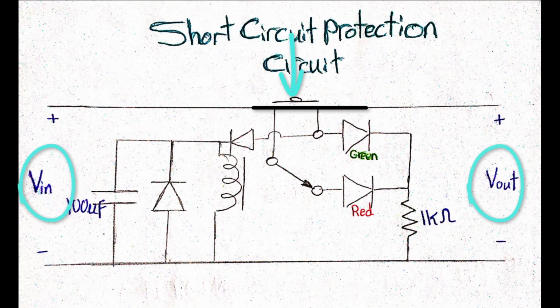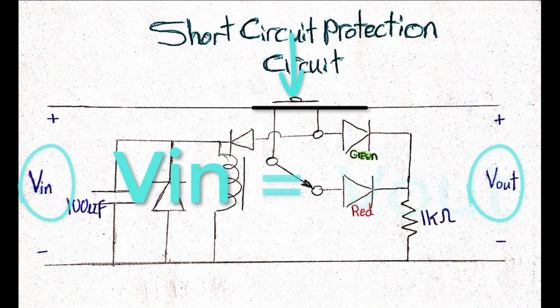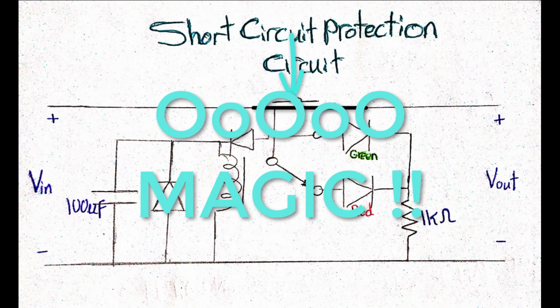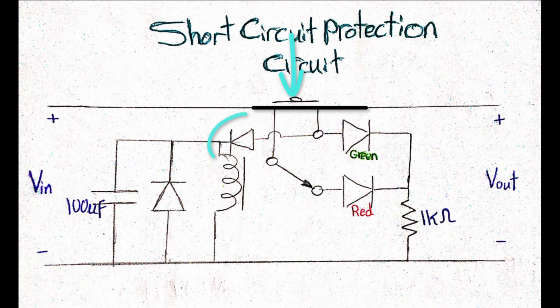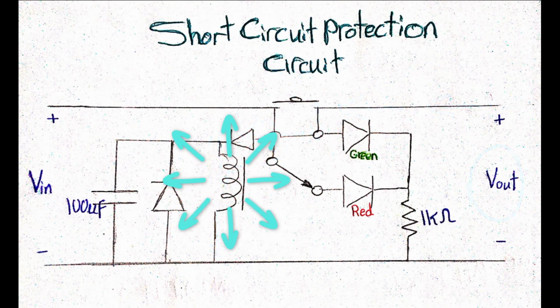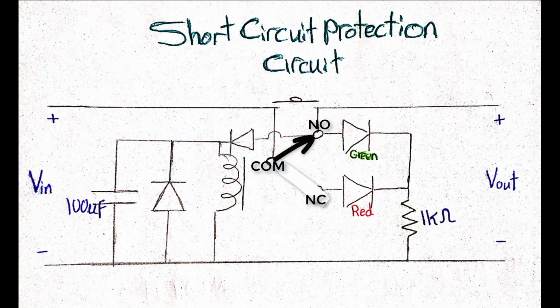output terminal of the circuit, obviously the input voltage will be the same as the output voltage. But hold on, you haven't seen the magic yet. Since the output terminal is connected to the relay coil through a diode, this means that once we have potential difference at the output, the relay coil will be energized, leading the relay switch to change its state, so the connection is established between the common and normally open terminals.